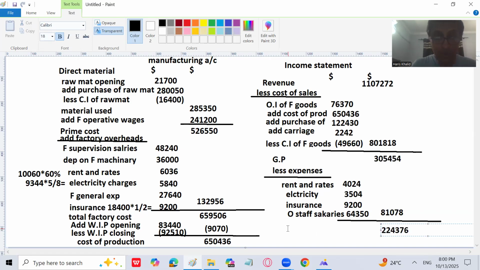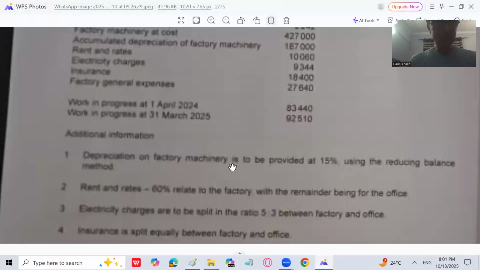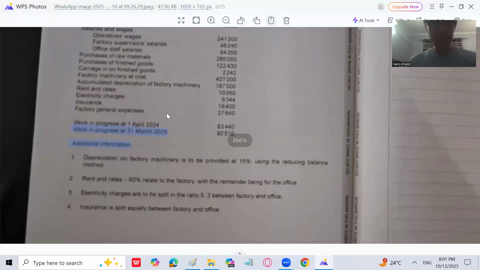224376, which is a very heavy profit we are having, and we are having a very low amount of expenses actually. So we know that cost of sales is a little high, cost of production is high, but we have very few indirect expenses, because of which we have a very high amount of profit for the year, which is 224376.